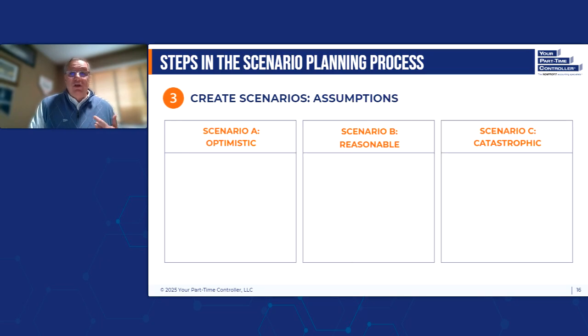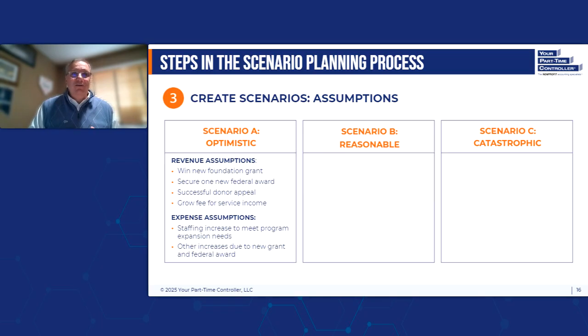So what does that look like? We're going to have an optimistic scenario. I like to call this our happy, happy, joy, joy scenario. What that means is everything we think could happen is going to happen. So we're going to get new foundation grants. We're going to get a new federal award. We're going to do a donor appeal, and everyone's going to say, this is great. We love what you're doing. Here's my credit card. Here's the checkbook. And based on all that, we're going to be able to add staff and add costs, and everything's going to go great. So you want to have a plan for that.